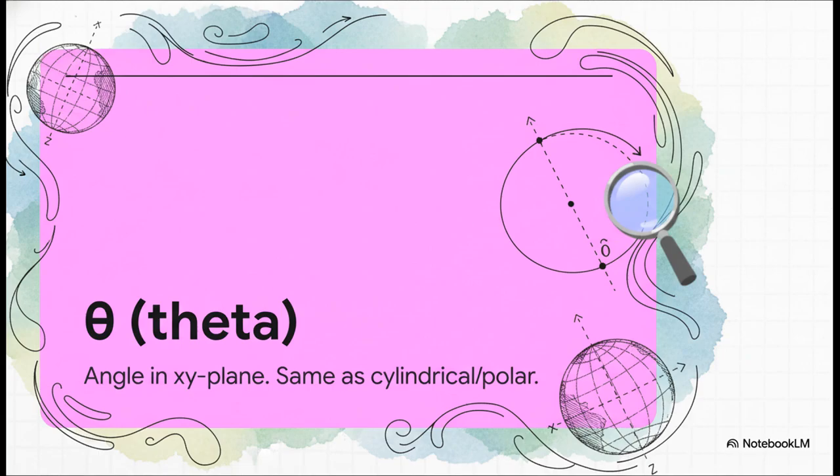All right, next up is theta. Now, if you've ever dealt with polar coordinates, this is going to feel super familiar. Theta is our around angle. It swings horizontally, starting from the positive x-axis and rotating around the z-axis. Just think of it as the longitude of your point. It tells you how far to spin around the equator of your system.